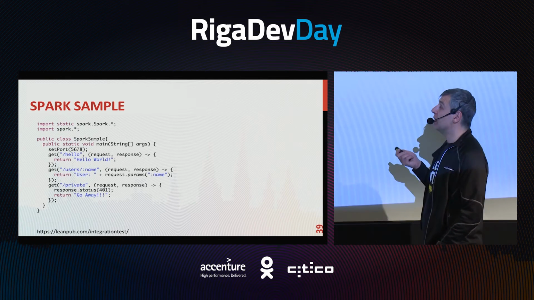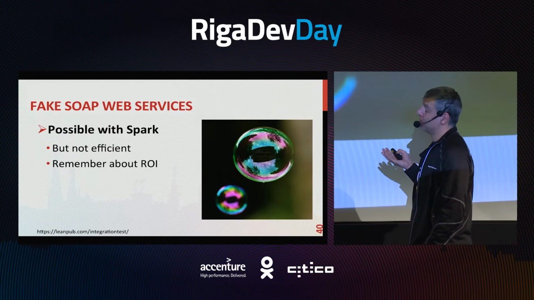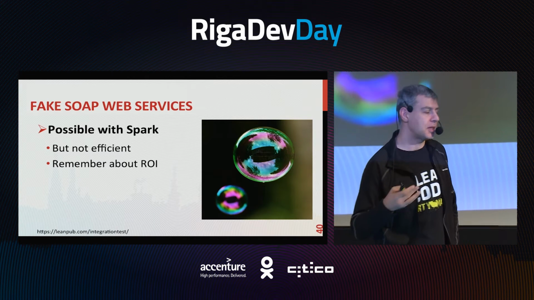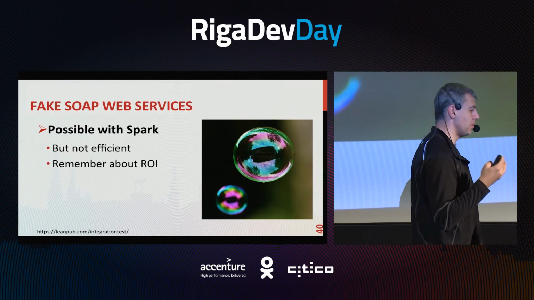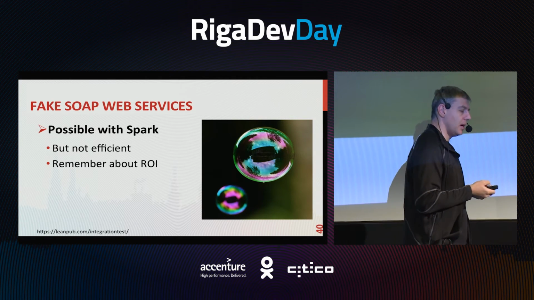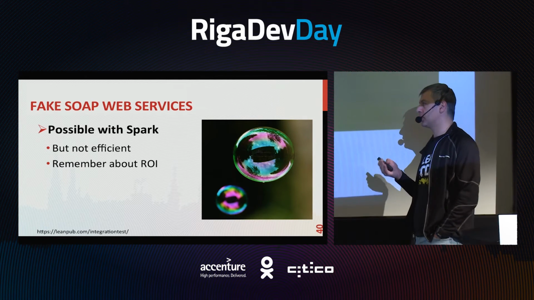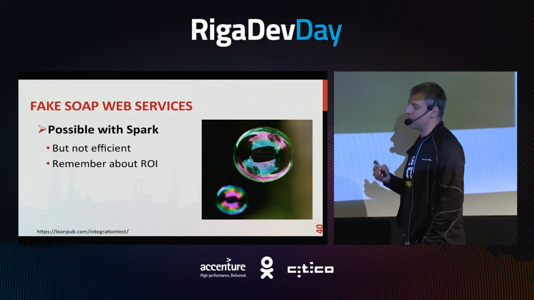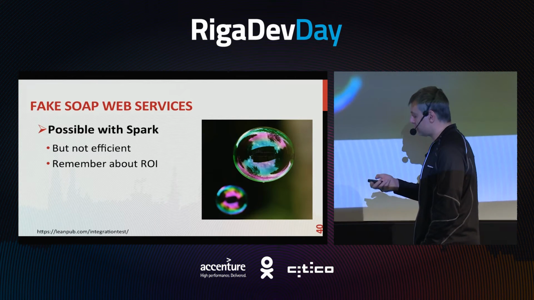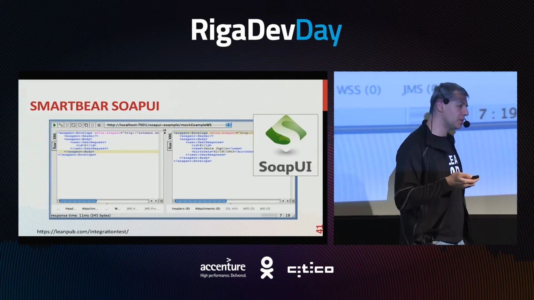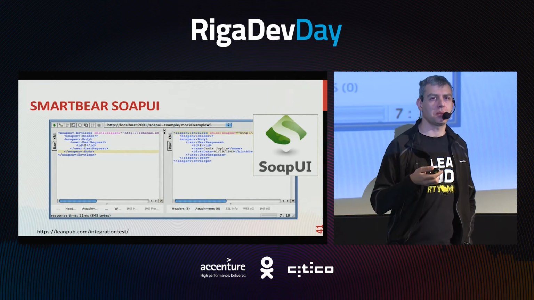Okay, I'm sorry for you, but faking SOAP can be done with Spark, but it will be much, much, much harder. In fact, probably faking SOAP web services is really cost expensive. But anyway, it's possible. But in this case, you might want to use a dedicated tool. Who knows about SoapUI?